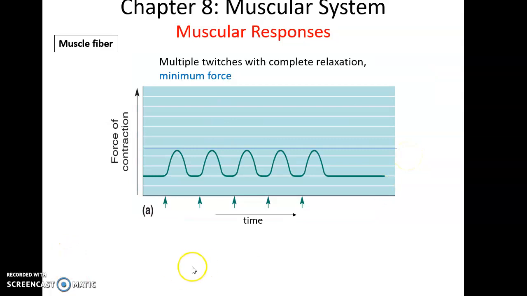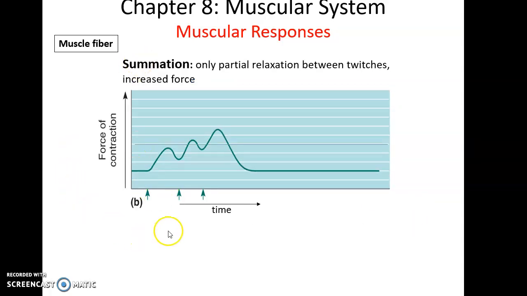Now, it is of course possible to zap that muscle multiple times. So here, the person just zaps it, gets the contraction, waits for the muscle to relax, zaps, contracts, relaxes, waits again, etc. Just boom, boom, boom, boom. And you get the complete relaxation between the multiple twitches.